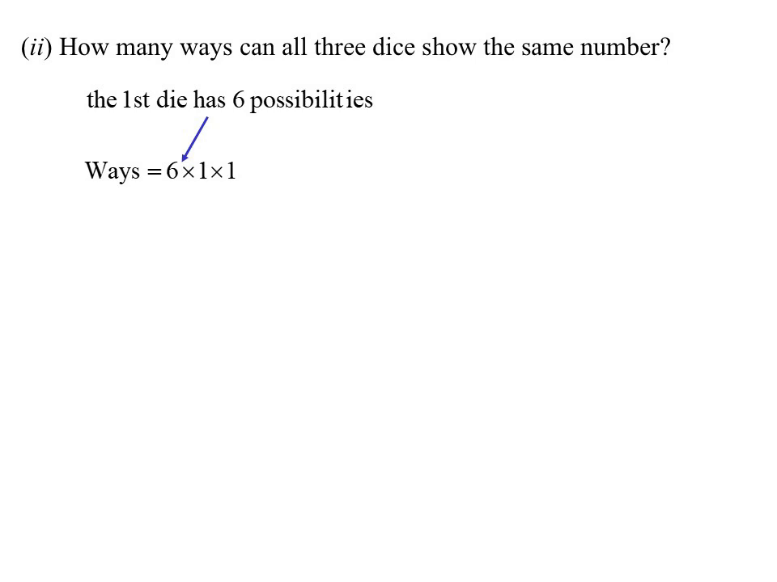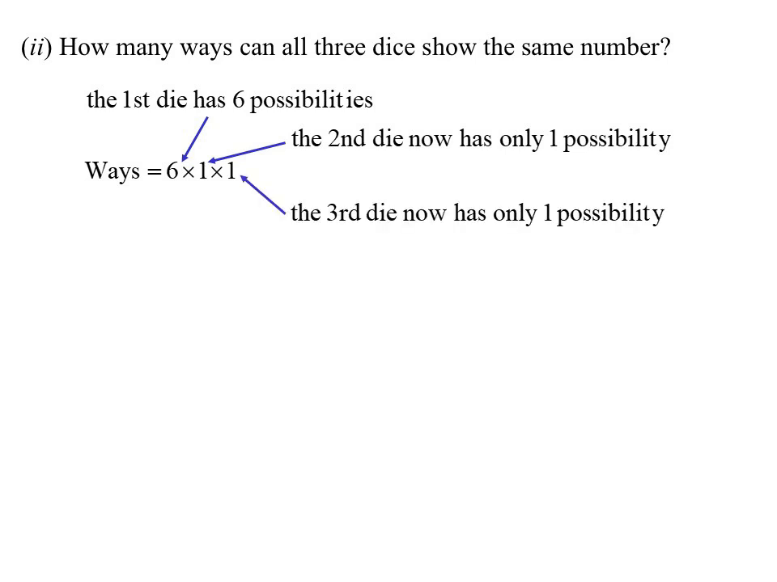And I'd say, well, that first one, there's 6 different things that it could do. But now the second one, I want it to show the same number, so it only has 1 possibility. And then the third one, I want it to show the same number, so it only has 1 possibility. We end up with 6 different ways. And I guess logically that makes sense, because we're saying how many ways can all 3 show the same number? Well, they could all show 1, or they could all show 2, or they could all... There's going to be 6.